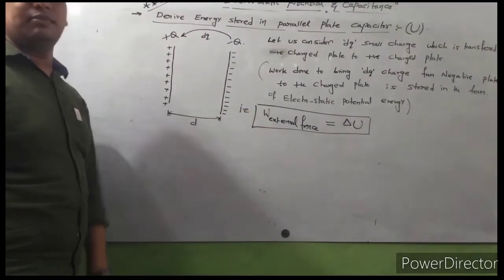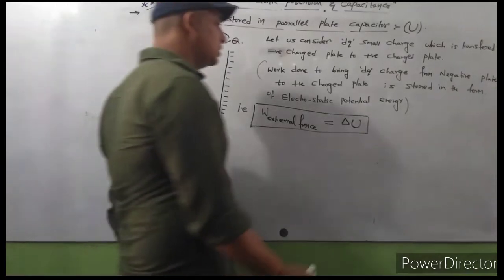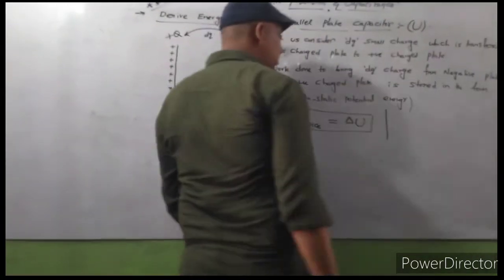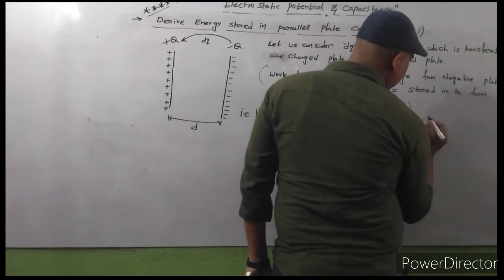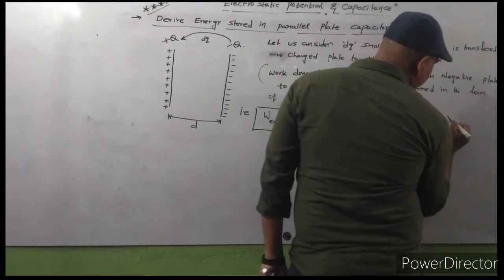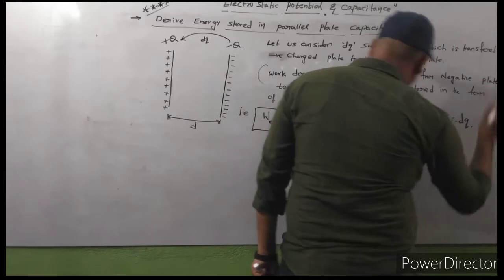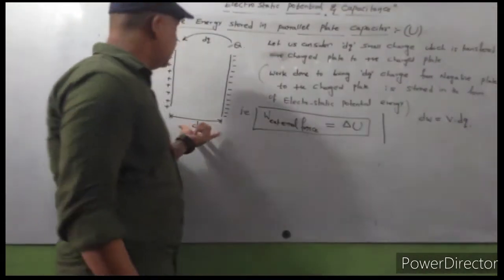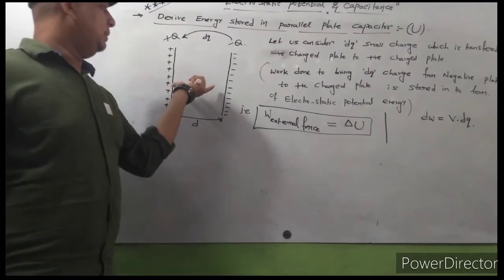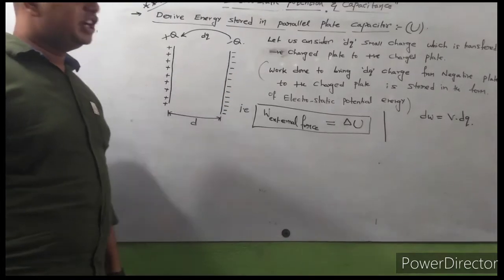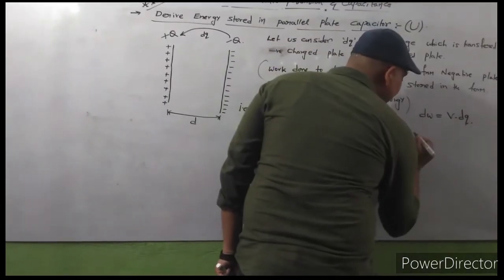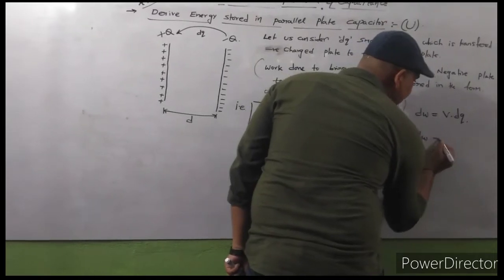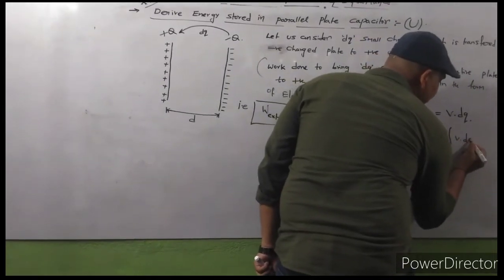So first find the work done, and after that we apply the change in potential energy formula. So work done by external force, how to find? You know that dW is equal to V into dQ, where V is the potential between these two plates. dW is equal to V dQ. Then integrating on both sides, integral dW is equal to integral V dQ.